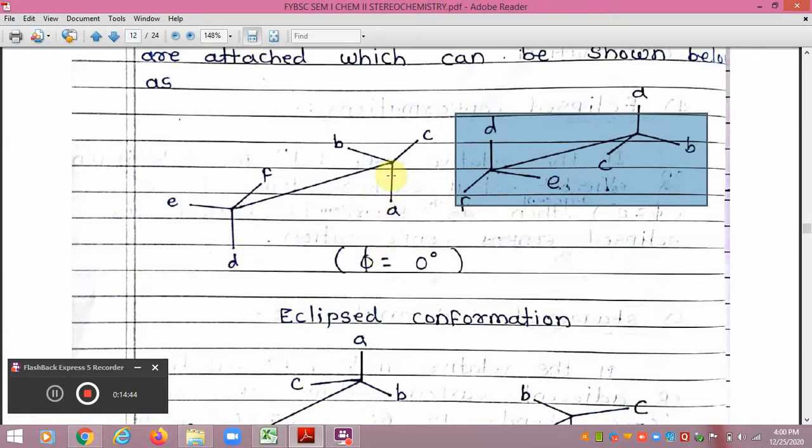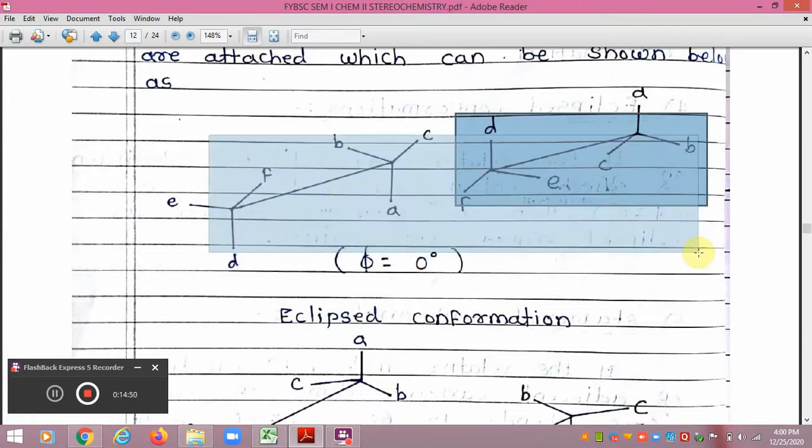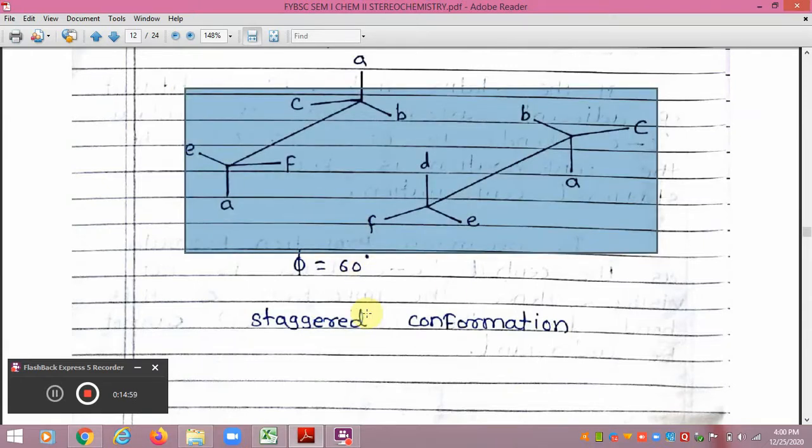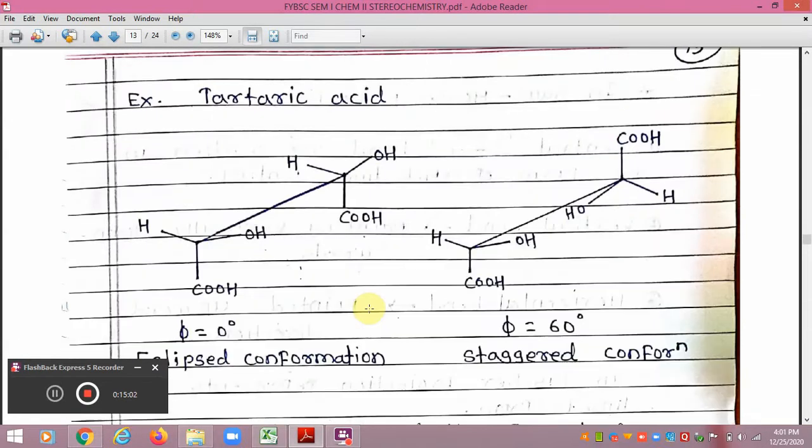Again here, the relative angle between D and A is 0, that's why these two are the eclipsed conformation. And here the relative angle between A and F is 60 degrees. That's why these conformations are called the staggered conformation. So remember that we can represent the staggered and eclipsed conformations in Newman projection as well as Sawhorse projection. This is not a problem, but Fischer projection simply indicates the eclipsed conformation.